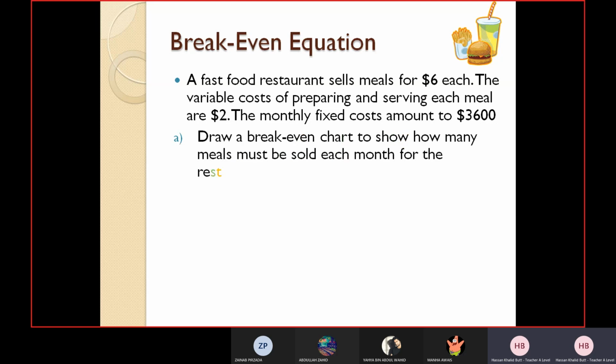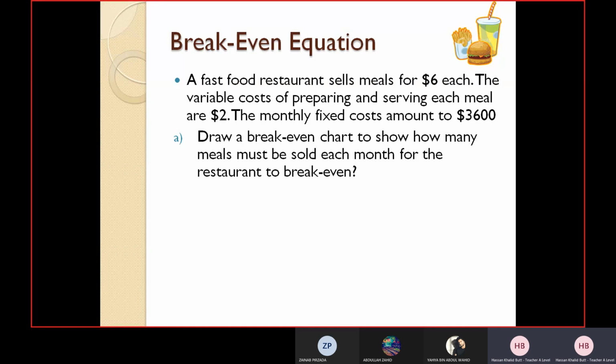Now, draw a break-even chart to show how many meals must be sold each month for the restaurant to break even. You don't have to do it because I have already given you a question based on drawing a break-even chart. Here, we'll just find it out with the help of the calculation method. So quickly find it out using the calculation method. Just you know the formula, right? So give me the answer. Which values should be used? Quickly, anybody?